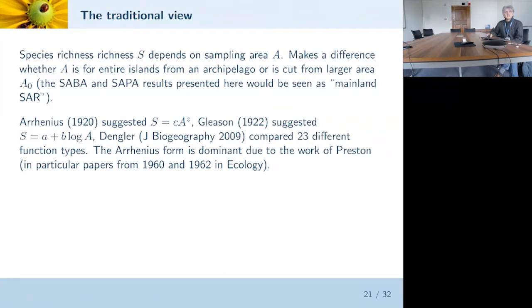These two are the classical ones, but there are another 21 different formulae, function types. A function type means the functions all have the same form, but they differ only in the value of the parameters. They have the same parameters. And the Arrhenius form is the most dominant these days, but I'm not sure that it's fundamental. I think it's just that there's very influential writings by Preston.